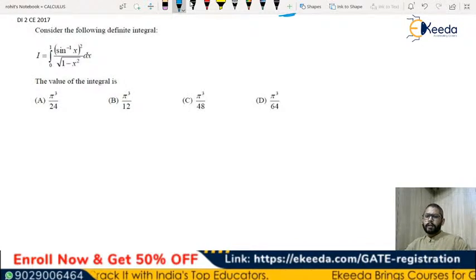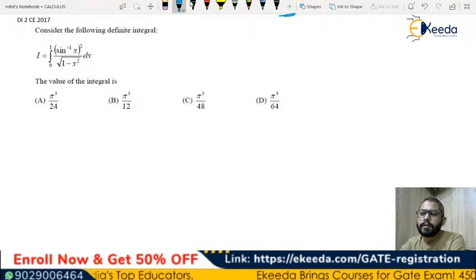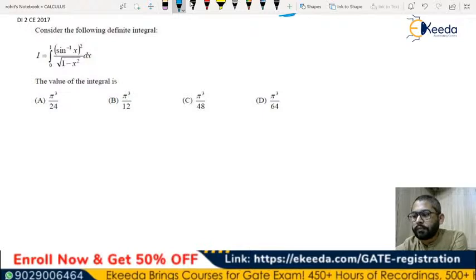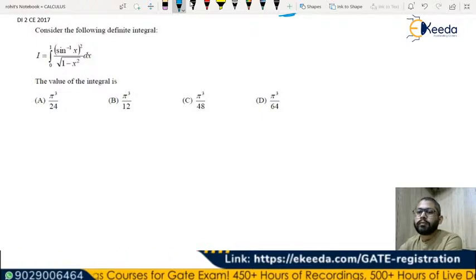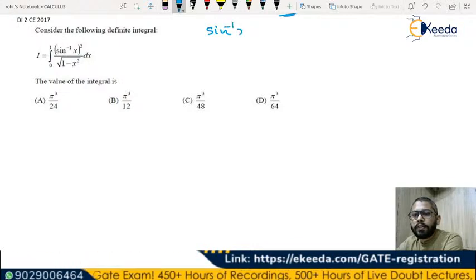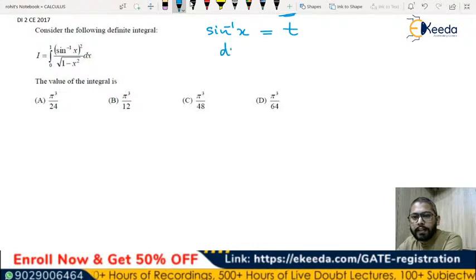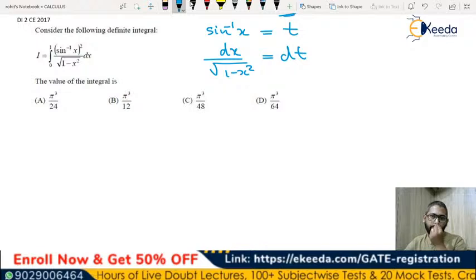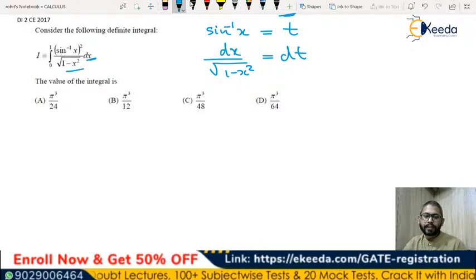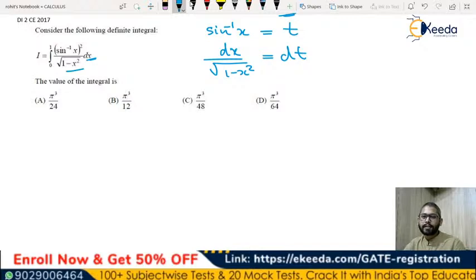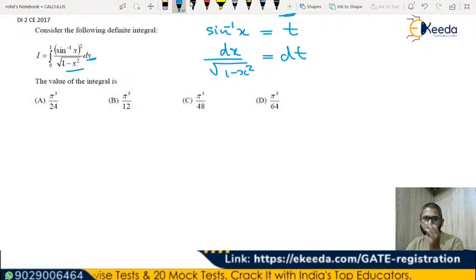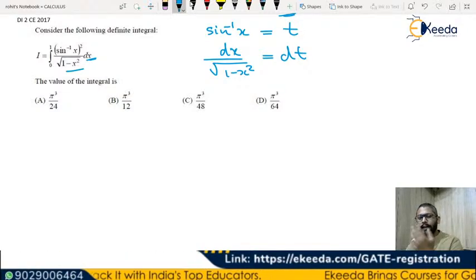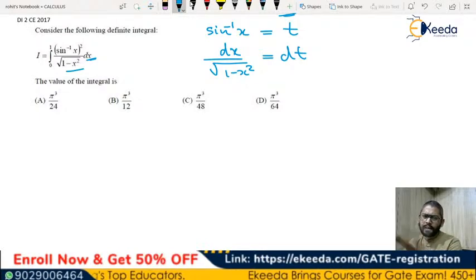Again, it is a substitution method only, and something to take is sine inverse of x here, right? So we have this sine inverse of x taken to be t, and dx by under root of 1 minus x square becomes dt. And if you see, we have this dx and under root of 1 minus x square also. So together this can be written as dt. So what I'm trying to do here is, I won't substitute the new limits. I'll keep it like that only, and then again I'll come back and substitute and solve it. I'll do it both ways.